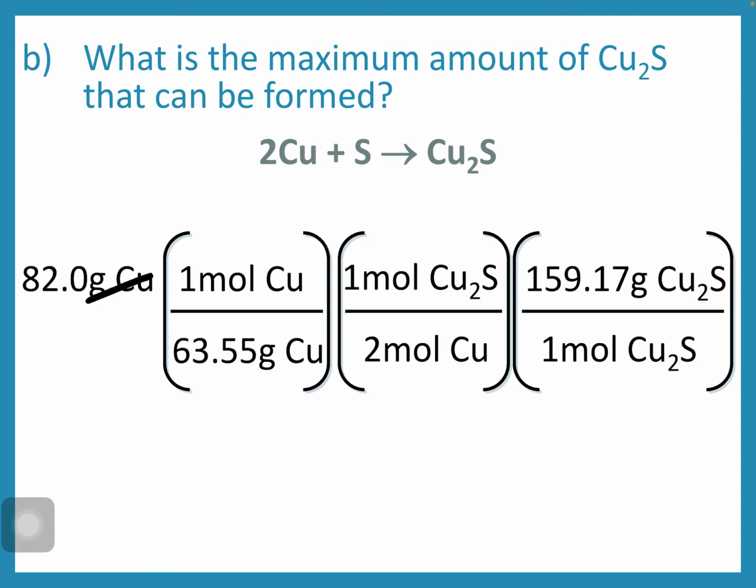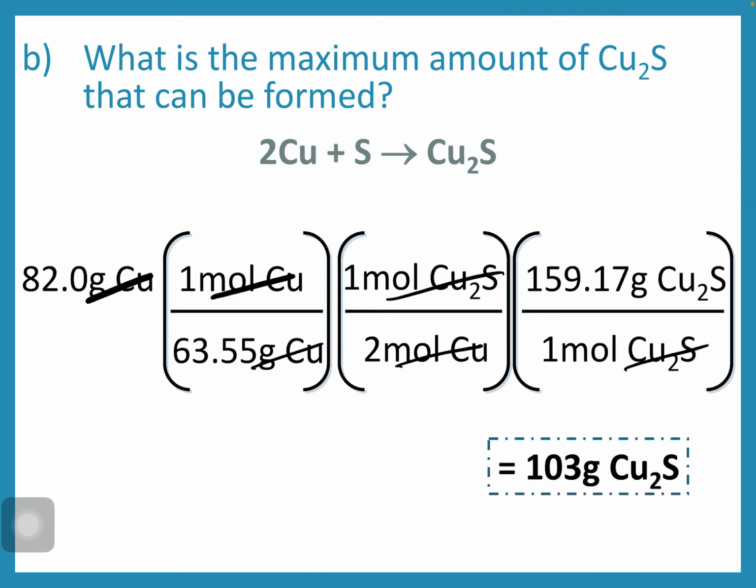So my grams of copper cancel, my moles of copper cancel, moles of copper sulfide cancel, and then I'm left with my mass of copper sulfide. So the maximum amount of copper 1 sulfide that can be created from the 82 grams of copper and 25 grams of sulfur is 103 grams.